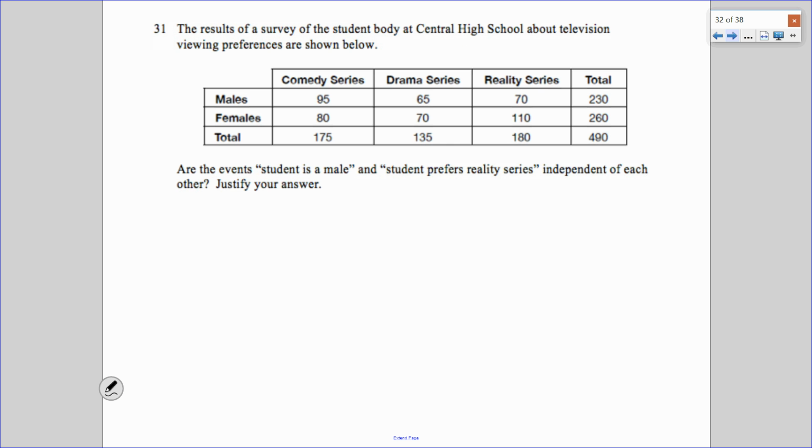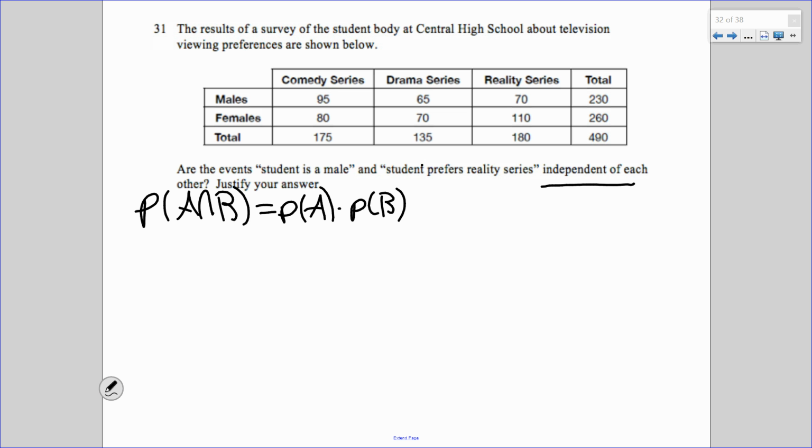Are the events "student is male" and "student prefers reality series" independent of each other? Well, there are two ways to check for independence. P of A and B equals P of A times P of B, or P of A equals P of A given B.